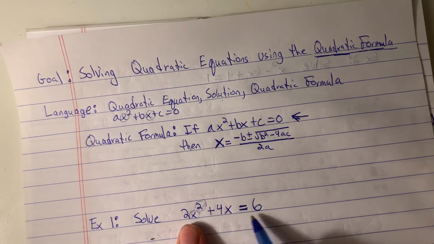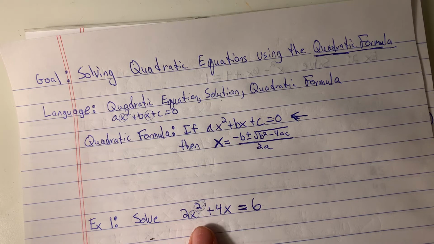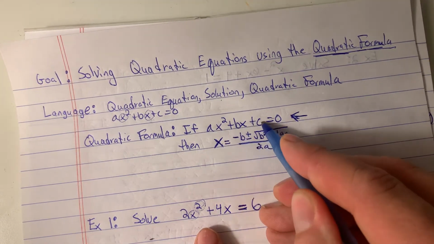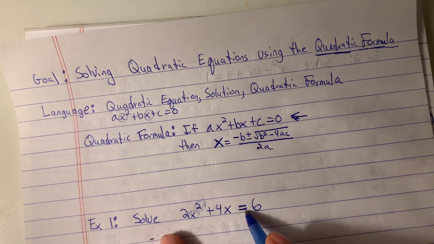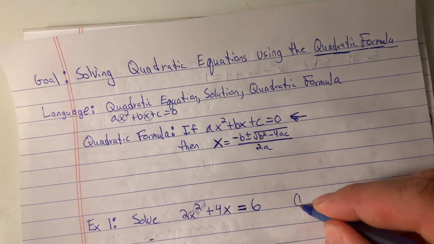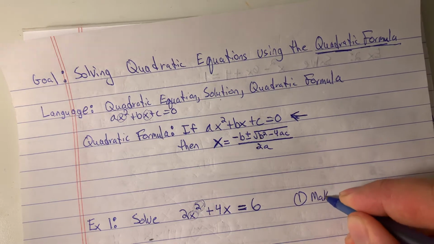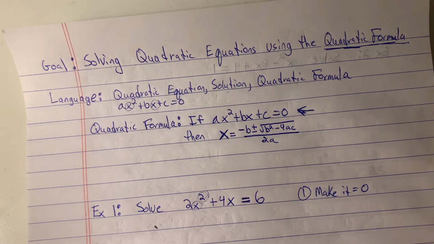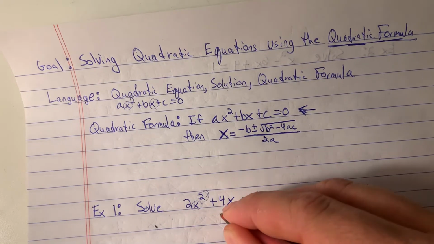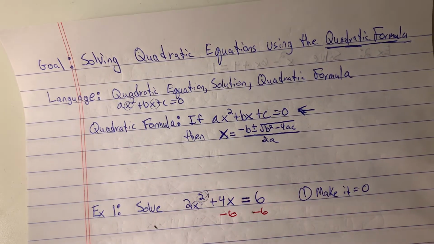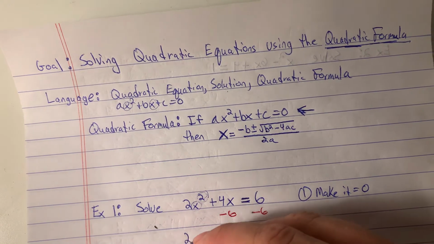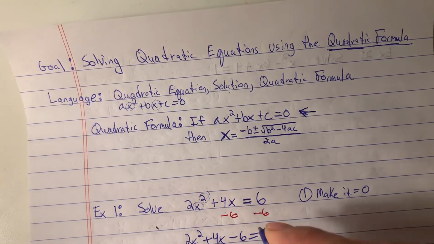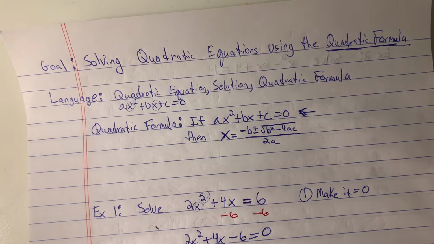Now, this is not ready to be used in the quadratic formula because it's supposed to be in the form ax squared plus bx plus c equals 0, and here we see that it is not equal to 0. So step one is we're going to make it equal to 0. The way we're going to do this is by subtracting 6 on both sides of the equation. 6 is not a like term with any of these other things, so we're going to write it out separately. And now we have it in this form of ax squared plus bx plus c equals 0.